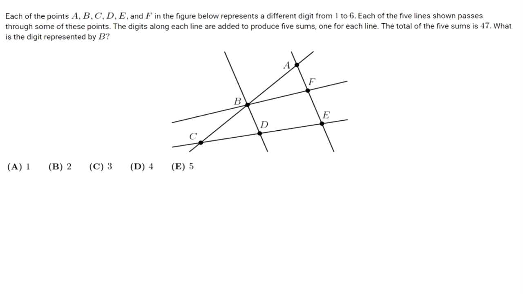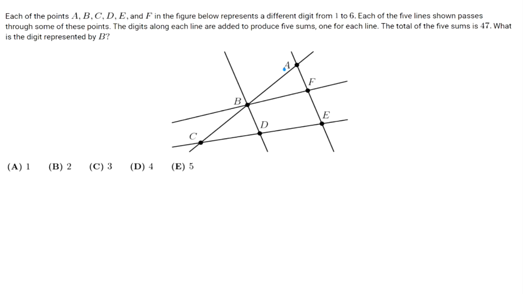Okay, first question. Each of the points A, B, C, D, E, and F in the figure below represents a different digit from 1 to 6. Each of the 5 lines shown passes through some of these points. The digits along each line are added to produce 5 sums, one for each line. The total of the 5 sums is 47. What is the digit represented by B?